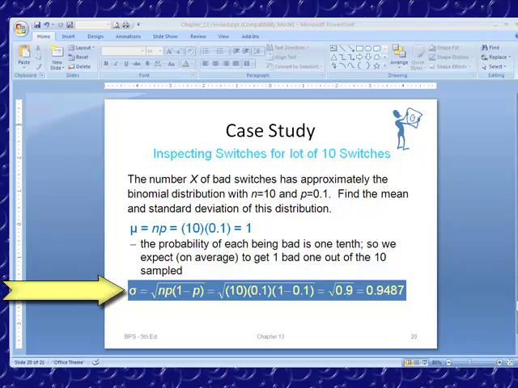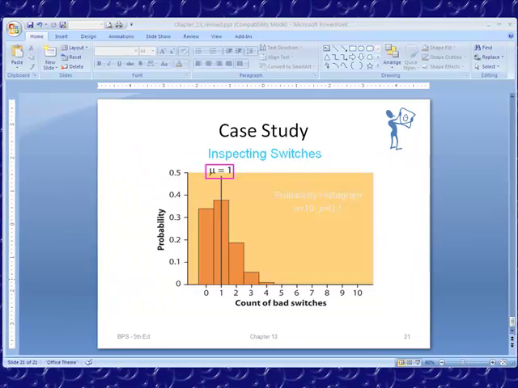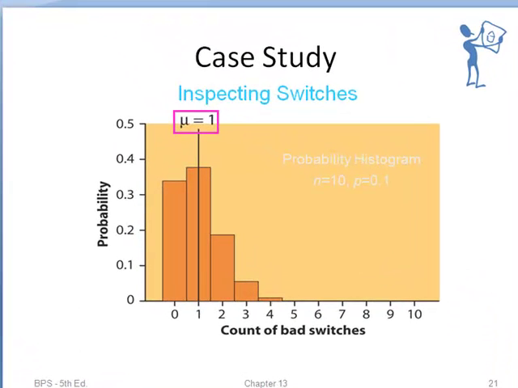Now to calculate the standard deviation, we would say 10 times 0.1 times 0.9, because 0.9 is 1 minus 0.1. And when we do that, we get the square root of 0.9, which is 0.9487. So for this distribution, we have a mean of 1 and a standard deviation of 0.9487. This is what the probability histogram looks like for 10 switches with a probability of 0.1 for having a bad switch. We see our mean, and we can see how this distribution tapers off very much to the right, so it's a very right-skewed distribution.